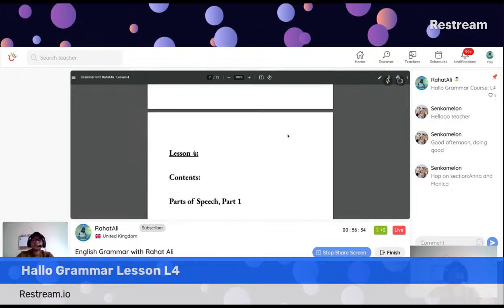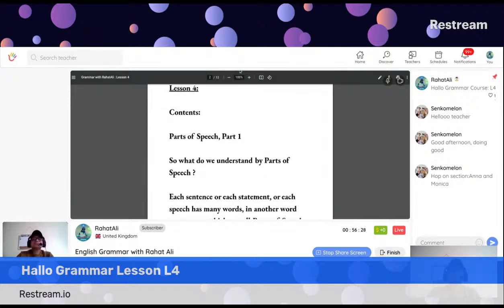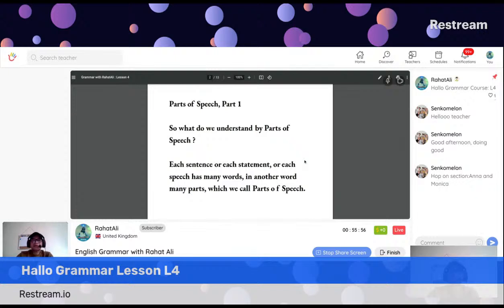Today's lesson contains parts of speech, part 1. What do you understand by parts of speech, Sanka? Anything that we say is our speech. Anything that we write can also be said to be part of our speech, because whatever we have thought, we have just written. Each sentence, each statement or speech has many words, in other words many parts, which we call parts of speech.